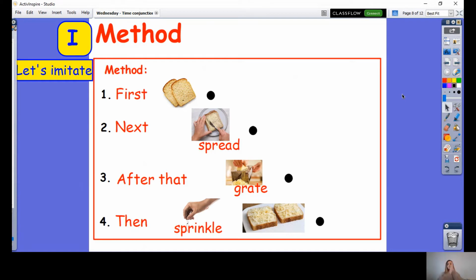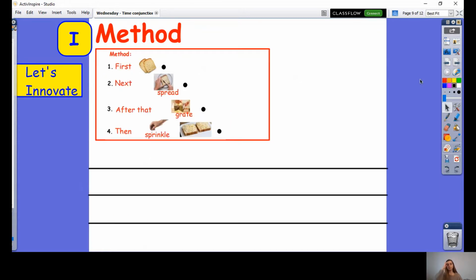3. After that, grate some cheese. 4. Then sprinkle some cheese over 1 slice of bread. Well done. Superb effort, everybody. Now it's my go to write my first 4 steps.